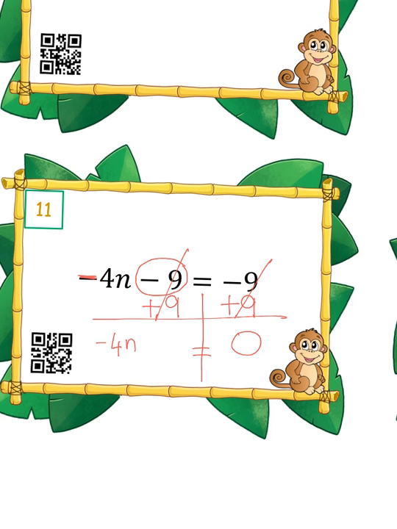Negative 4 times n. So the inverse of multiplication is division. But make sure you divide by negative 4 on both sides. Because if you don't divide by negative 4, you're still left with negative n. So make sure you divide by negative 4 on both sides. So 0 divided by negative 4 is 0.